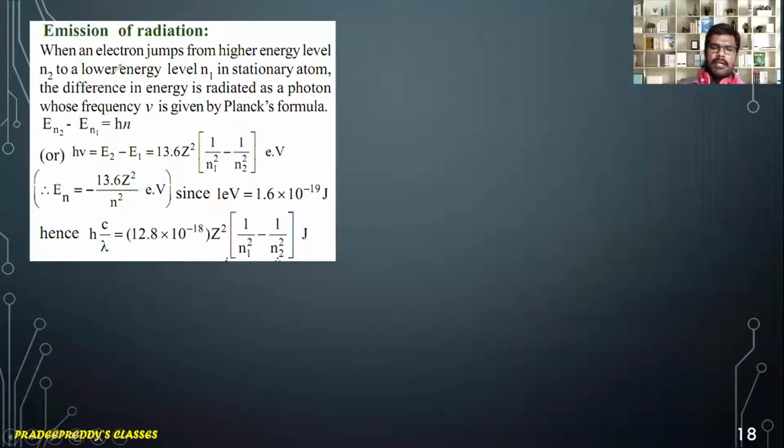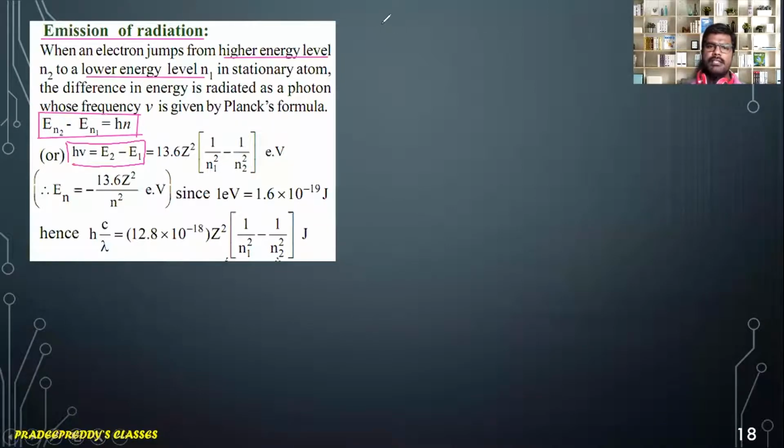As I already mentioned, whenever there is emission of radiation, an electron jumps from higher energy level to lower energy level. The higher energy level I am considering as n2, and the lower energy level as n1. The difference between these two gives you the amount of energy released, that is E2 minus E1 is equal to h nu. So h nu is the amount of radiation which is being released, and this h nu is equal to E2 minus E1.